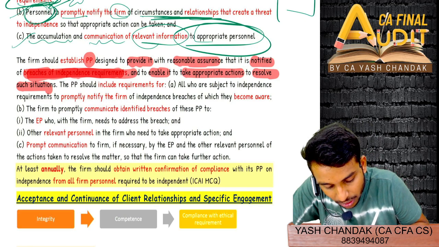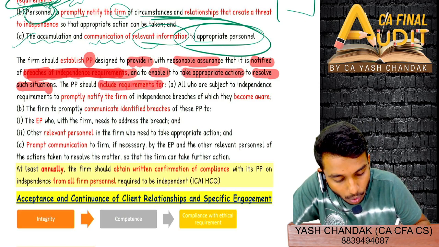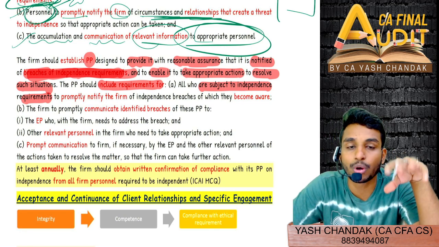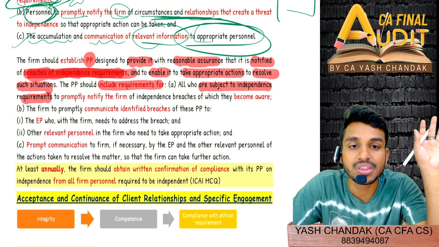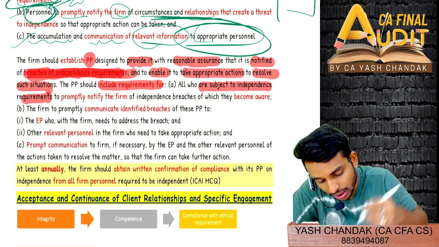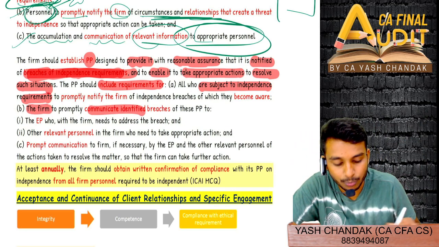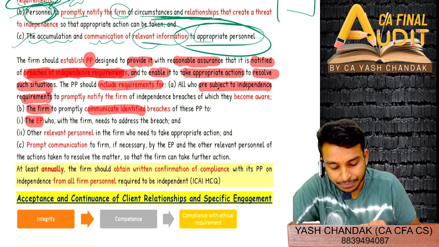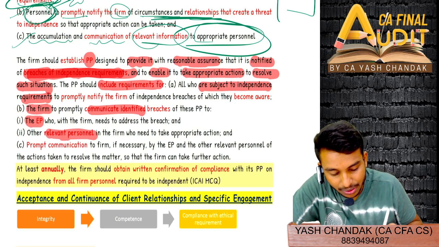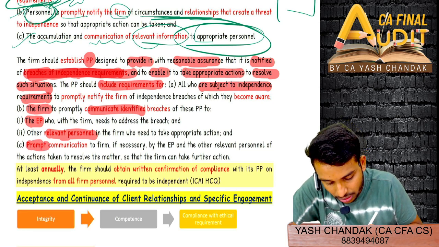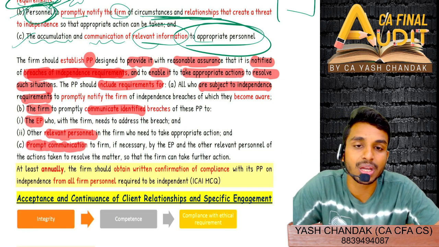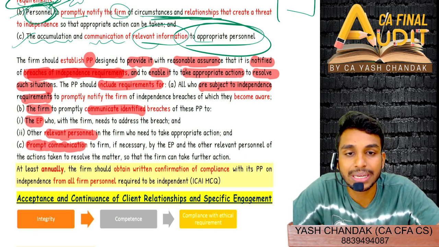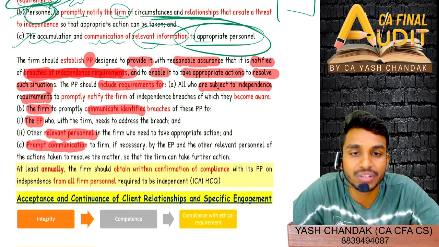And the policies and procedures should include the requirements for all who are subject to independence requirements. That means everyone who is subject to the independence requirement, the policy is applicable to all. The policy should include requirements for the firm to promptly communicate the identified breaches, requirements for the engagement partner, requirements for other relevant personnel in the firm, and the requirement for prompt communication, that is, not a delayed communication. The communication should happen immediately as and when you become aware of any independence breach.